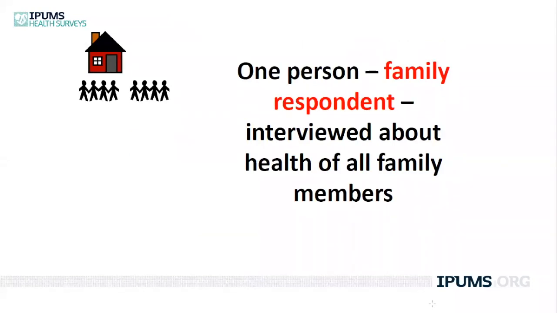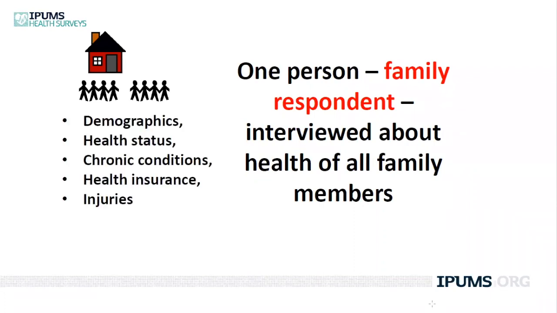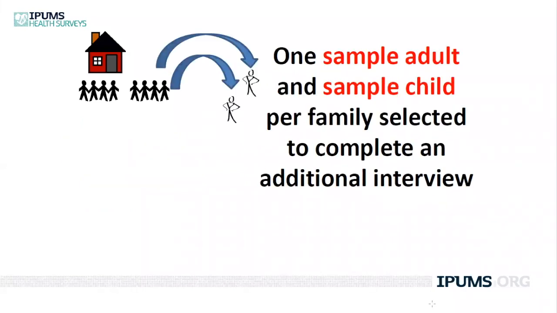There is one person for each family, the family respondent, who answers a set of questions about demographic characteristics, some socioeconomic characteristics like education and family income, certain measures of health status and chronic conditions, health insurance, and injuries. All persons included in the NHIS sample will have information on these measures provided by the family respondent. In addition to the questions answered by the family respondent, there are additional questions asked of one randomly selected sample adult and one randomly selected sample child per family.